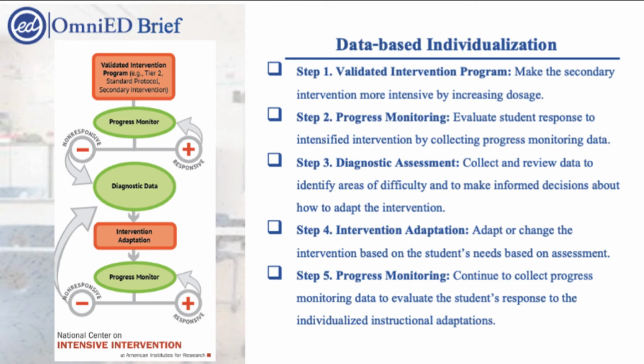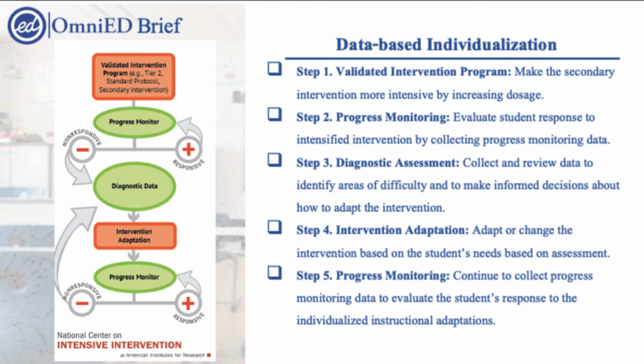We begin moving down our graph here from the green diagnostic data box down to the intervention adaptation. And that word adaptation is really important. We want to, in step 4, adapt or change the intervention based on the student's needs, based on that assessment we conducted in step 3. Now that only makes sense, right? We want to make sure the intervention is changed or adapted, whether through small group or individualized instruction, to make sure that they're being responsive, that we're actually changing their level or rate of performance.